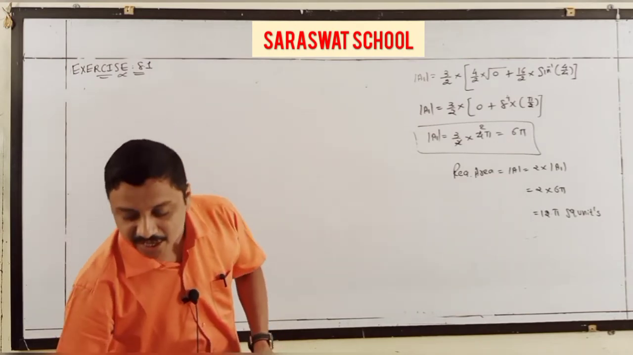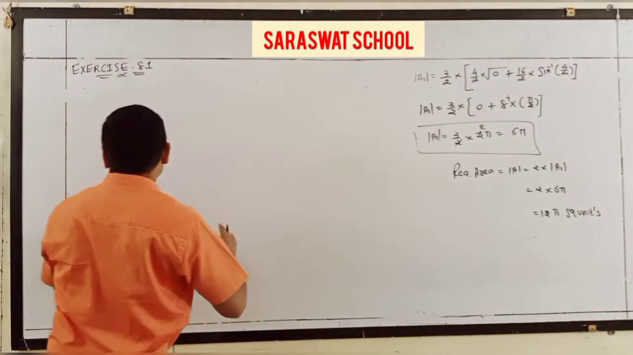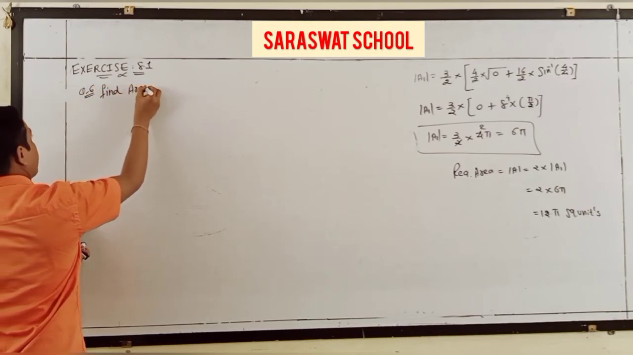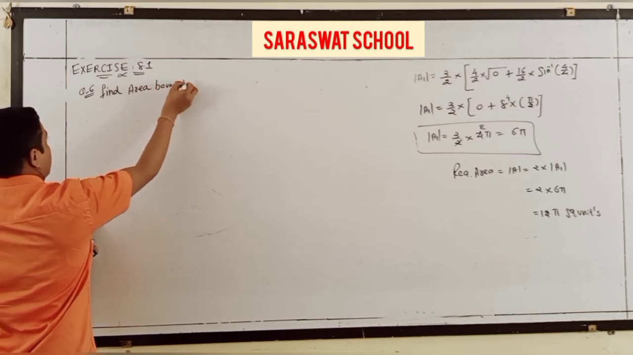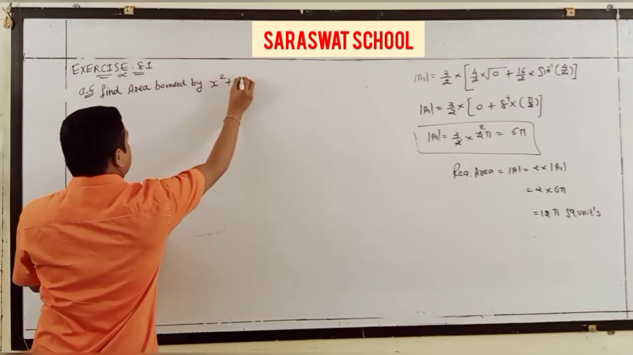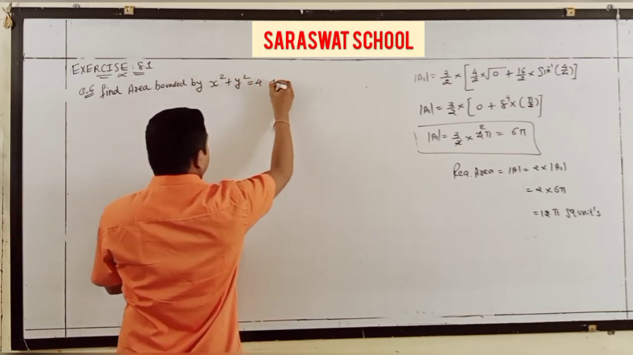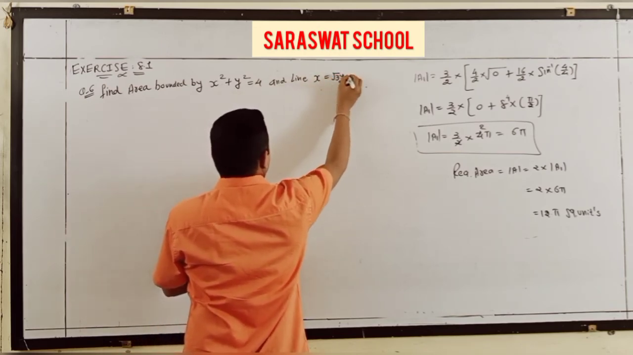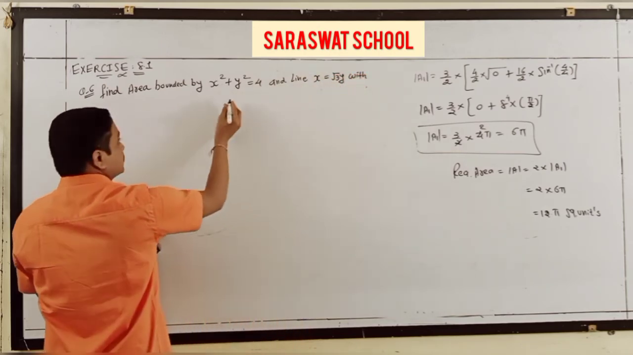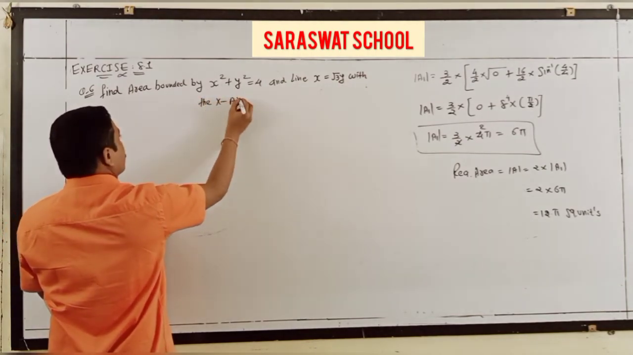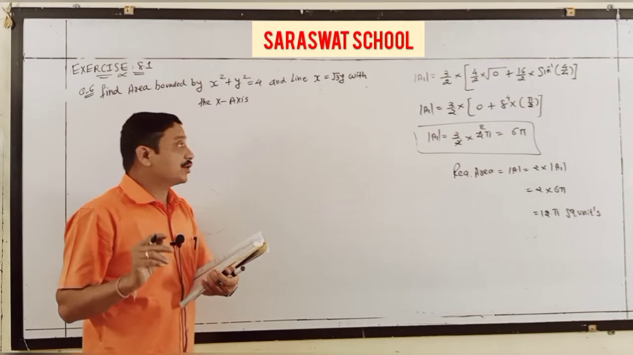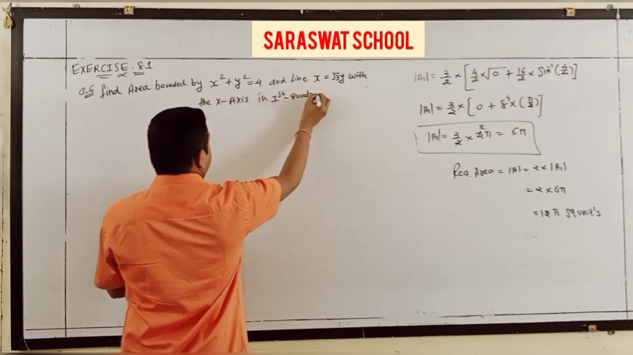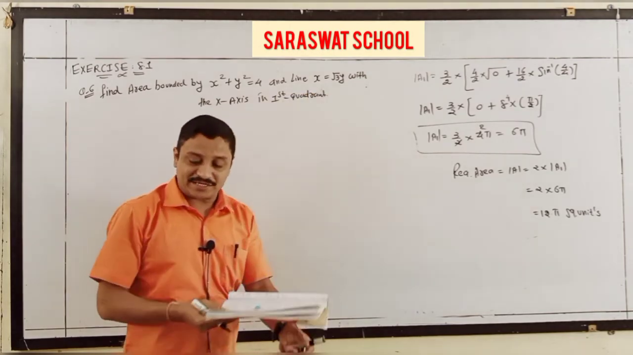Question number 6. Find the area bounded by the circle x square plus y square is equal to 4 and the line x is equal to root 3 y with the x axis, and also asking in the first quadrant. Yes, this question and example 4 are the same, students.